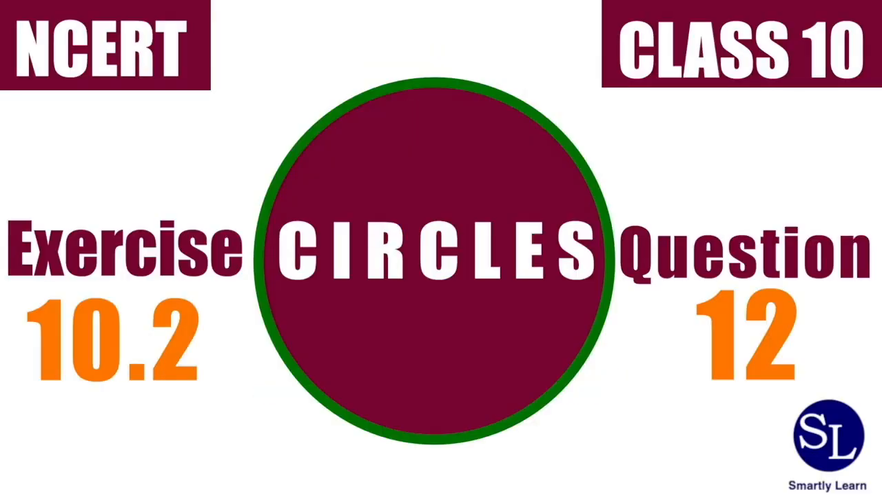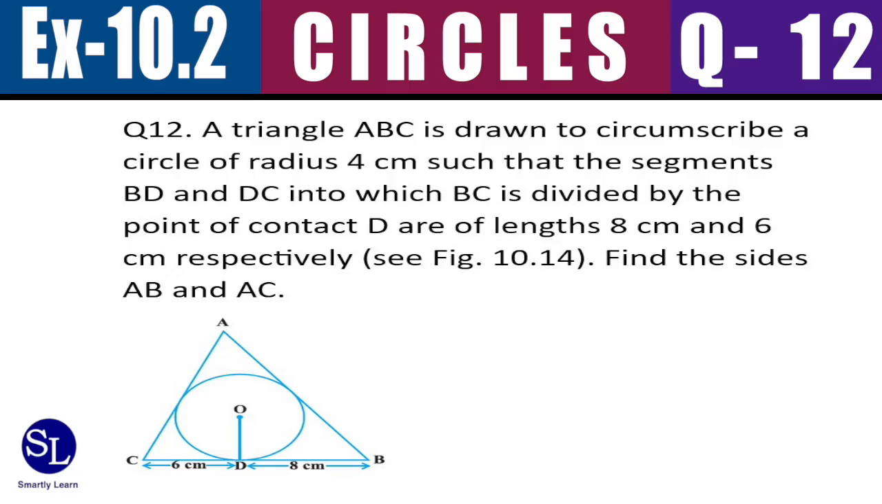In this video, let's see how to solve the 12th question in exercise 10.2. A triangle ABC is drawn to circumscribe a circle of radius 4 cm such that the segments BD and DC into which BC is divided by the point of contact D are of lengths 8 cm and 6 cm respectively. Find the sides AB and AC.